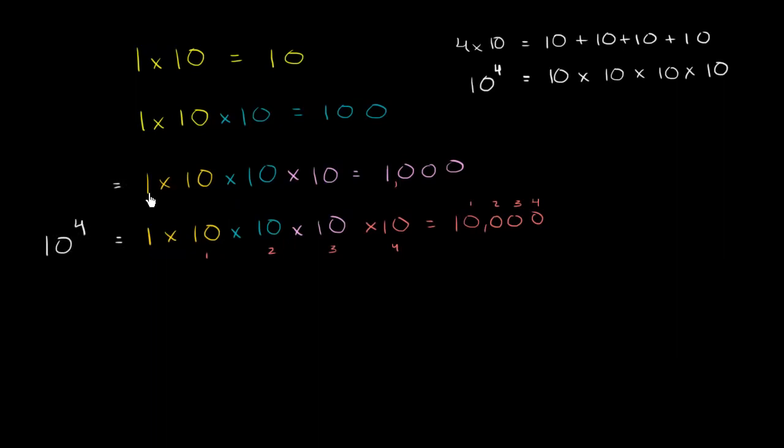This right over here, we started with a 1, we multiplied by 10 3 times. Or it's the same thing as taking 3 tens and multiplying them together. This is 10 to the 3rd power. This right over here is 10 squared, or 10 to the 2nd power. And this right over here, we just have 10 right over here. We just started with the 1, we multiplied by 10 once. This is 10 to the 1st power.